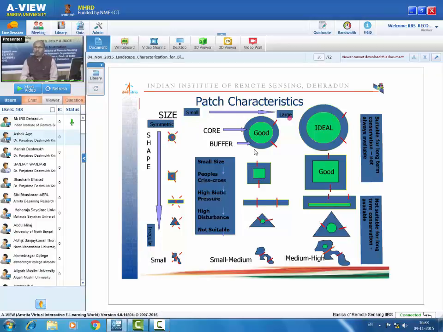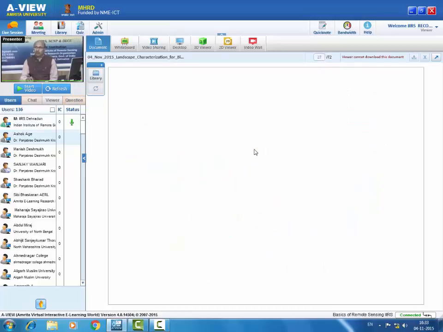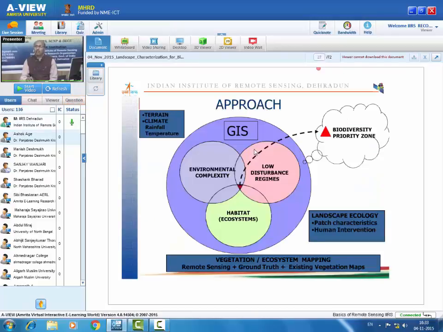So size is important. If you look at this one I have written as ideal, or let us say good, these are the big forest areas where you have a lot of core area, the green area, and then you have a buffer area. In the buffer area, some kind of anthropogenic activities can be permitted, but in the green area, that is the core area, we should not allow this. So we can identify these areas with the help of remote sensing. We know the area, we can find out the distance traveled by villagers to fetch the resources.